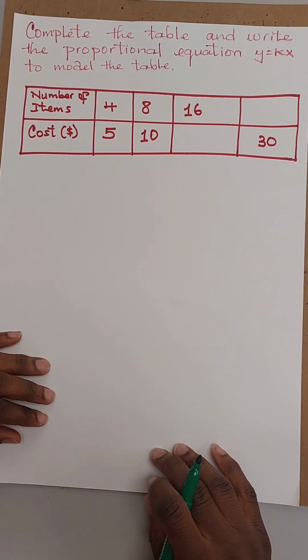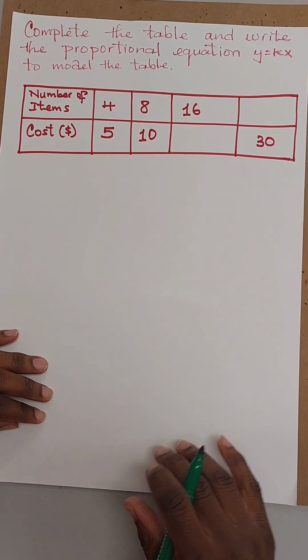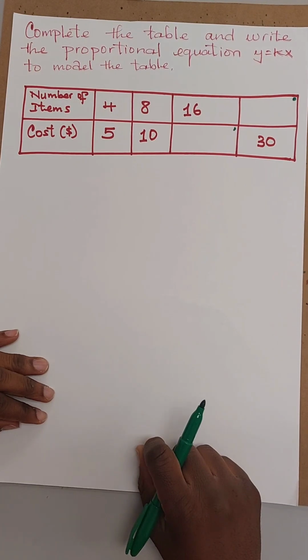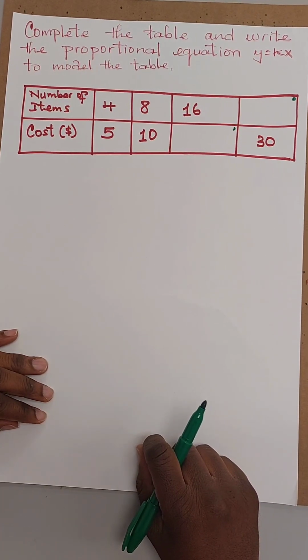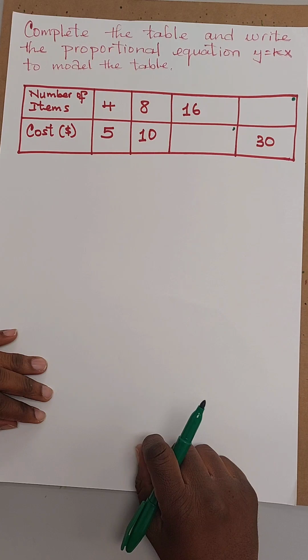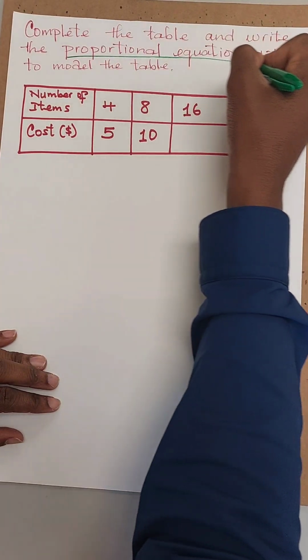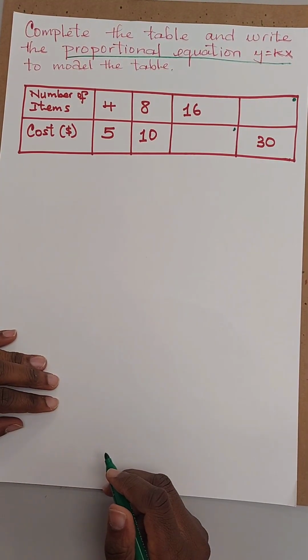Okay, so guys, we have this table and our job is to complete the blank. We have a blank right here, we have a blank right there, and then we have some other numbers that help us to determine a pattern that we can use to fill the blank. We have been told that the table is proportional, so they want us to write the proportional equation for the table in the form y equals kx.